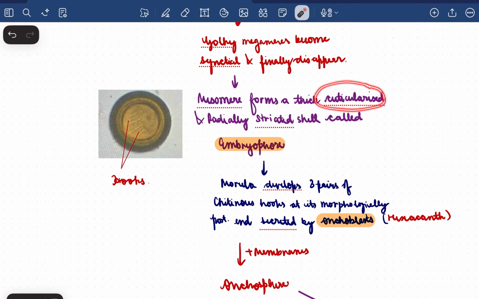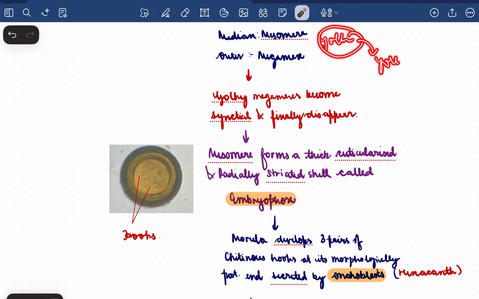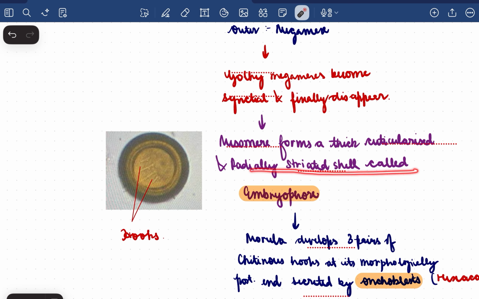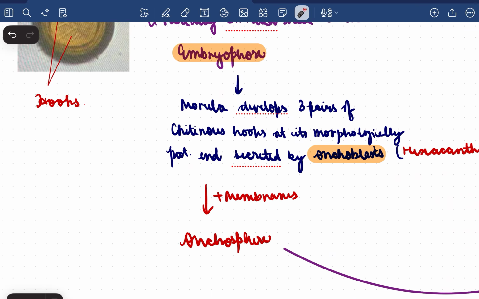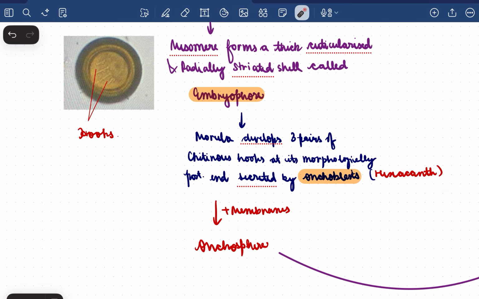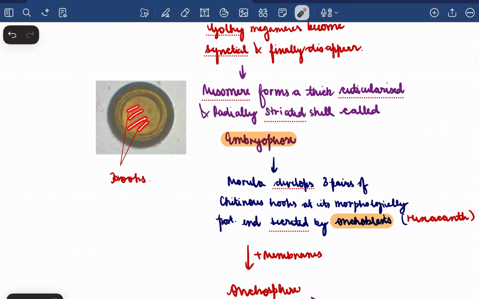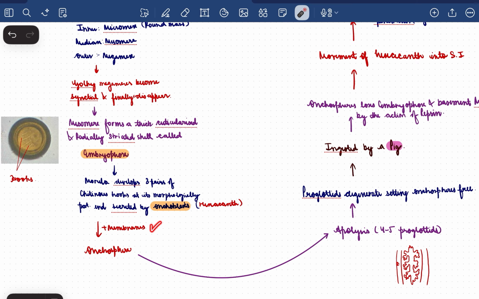So the mesomeres, which are underneath the megamere, will form a thick cuticularized radially striated shell called the embryophore. So now we are here. The yolk that was present is going to transfer its yolk into the megamere, and the megamere is enclosing a mesomere. When the megamere disappears, the mesomere is going to form a cuticularized radially striated shell. Now you can see over here, it is a cuticle, it is a thick shell, a thick layer. This is the embryophore. Now what happens is, the morula develops three pairs of chitinous curved hooks at its morphologically posterior end, which are secreted by the oncoblast. And this thing is now called a hexacanth. Hexacanth, along with its membranes, is an oncosphere. So you can see curved chitinous hooks over here, a thick embryophore over here. So this becomes the hexacanth embryo, and the hexacanth embryo, along with its membranes, is the oncosphere.